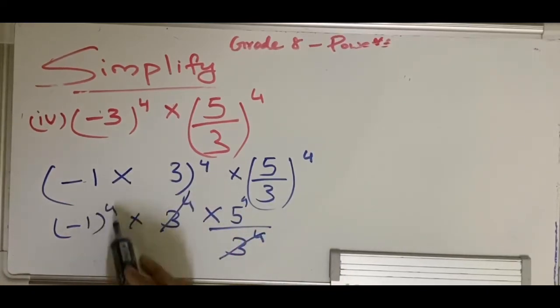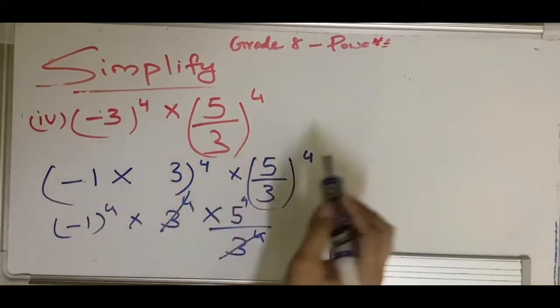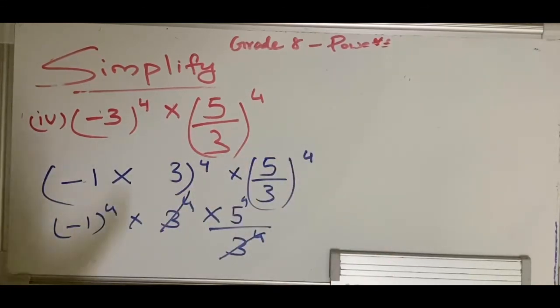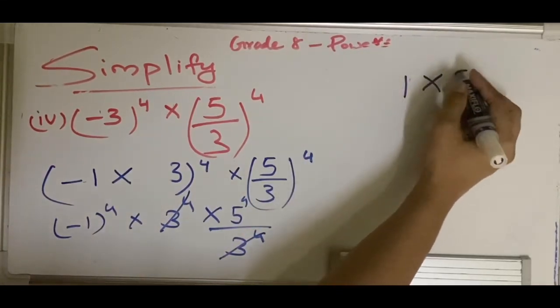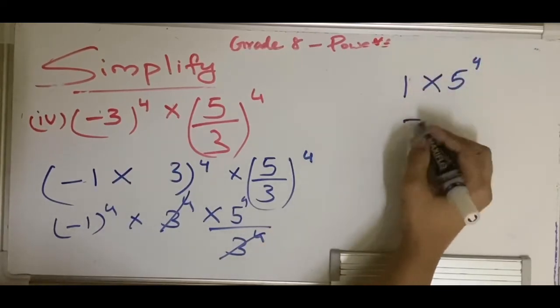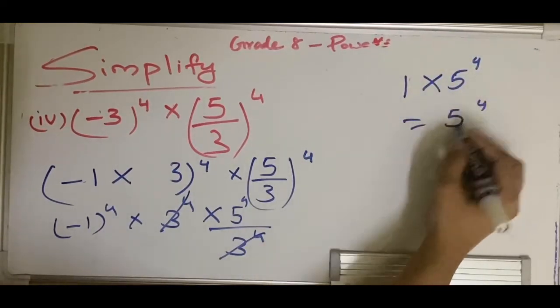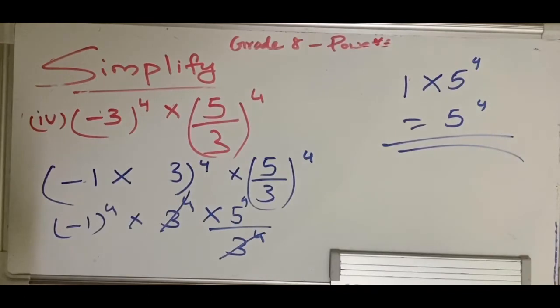And minus 1 raised to 4 would be minus 1 times minus 1 times minus 1 times minus 1, which means there are 4 negatives, showing that we have even number of negatives. Hence our final answer should be positive 1, right, times 5 raised to 4. So our final answer would be 5 raised to 4.